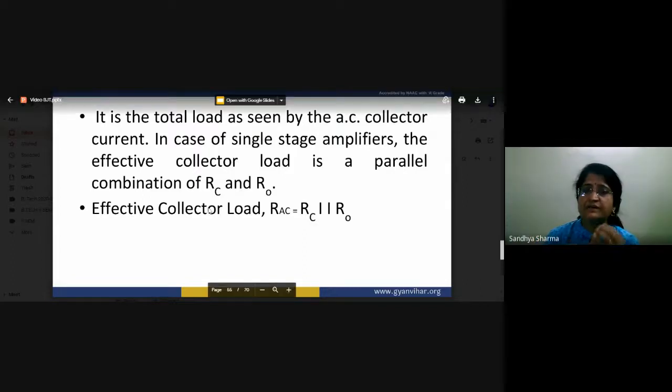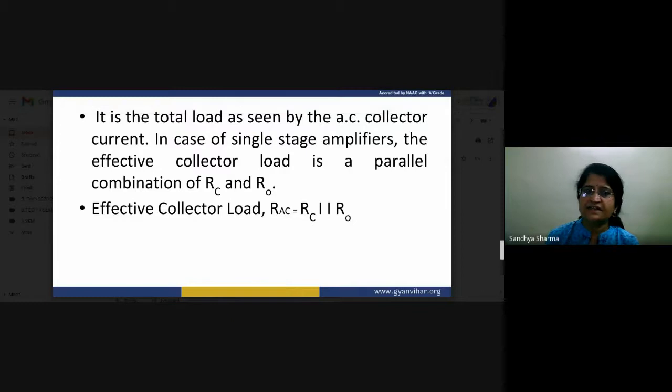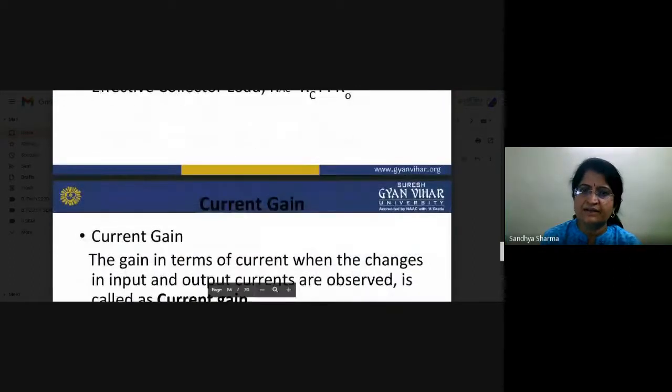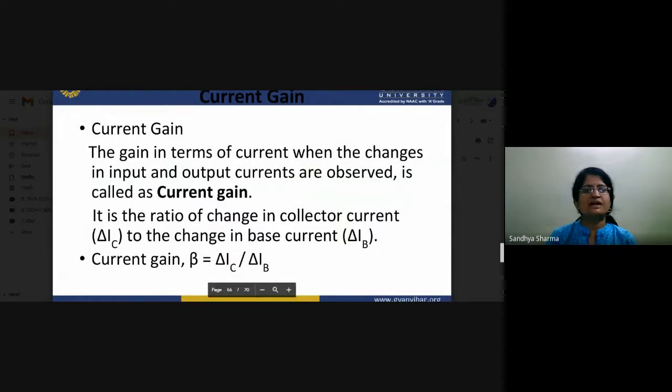And in the case of a single stage, the load is clearly equal to R0. The effective load is the parallel combination of R0 and R1. And this effective collector load is further transferred to your multi-stage amplifier. What about the current gain? That is basically the change in input current.